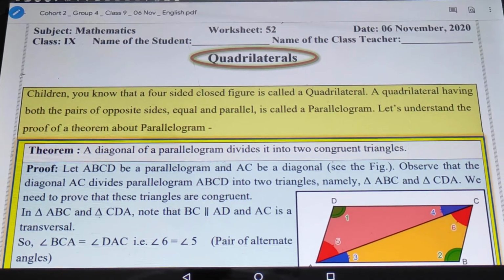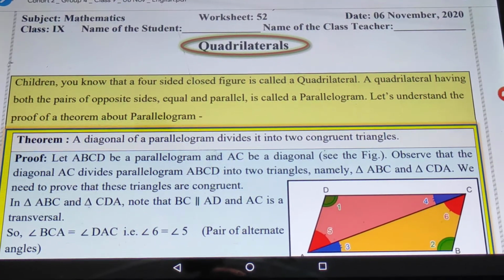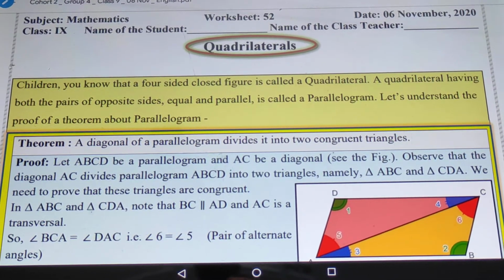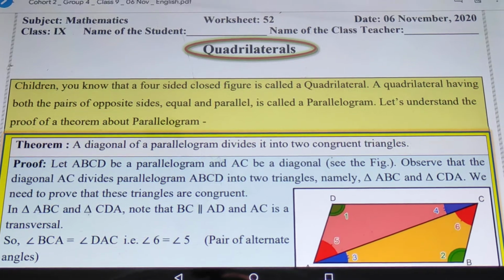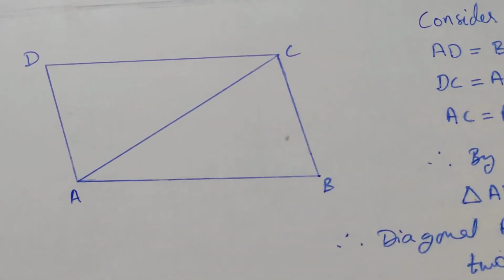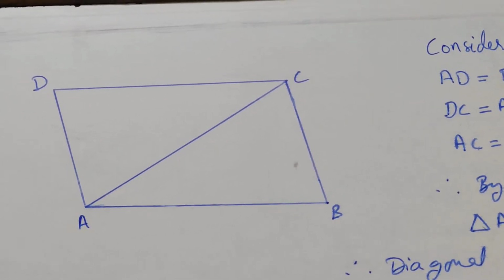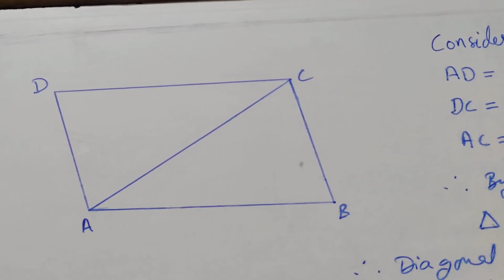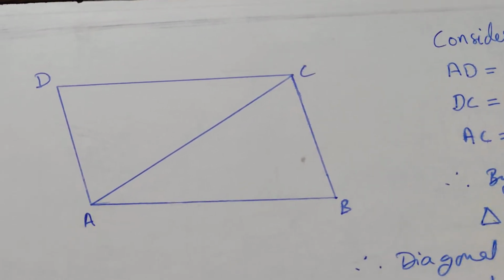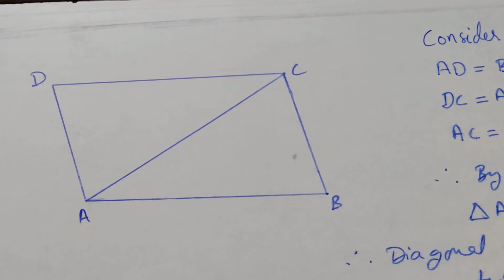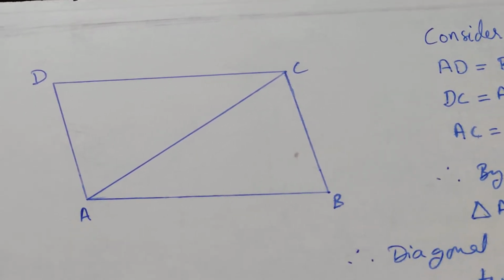So now let us do one theorem for a parallelogram, which is: a diagonal of a parallelogram divides it into two congruent triangles. Now let us try to do this. Consider this parallelogram ABCD. Here we have taken one diagonal AC of this parallelogram, which is dividing it into two triangles, as you can see here, triangle ADC and triangle CBA.